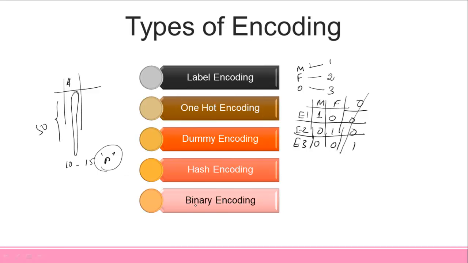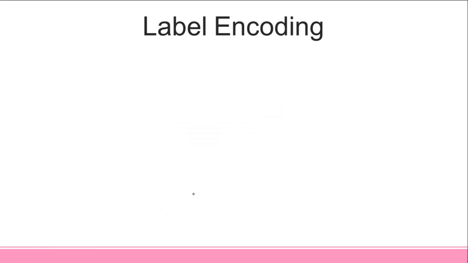Then last is binary encoding wherein each and every category gets converted into its binary equivalent. That's what we call binary encoding, which can reduce the number of bits used for storing. Let's have a short look at the outputs to get more comfortable with the topic, and then we'll move on to the implementation.